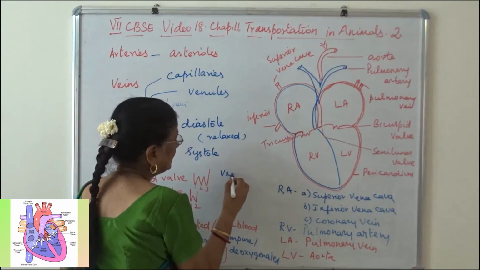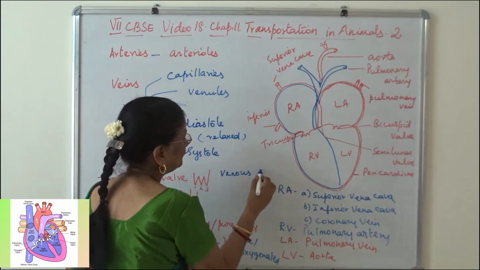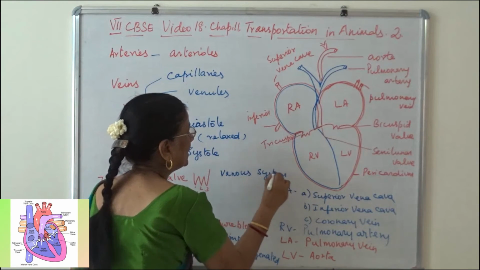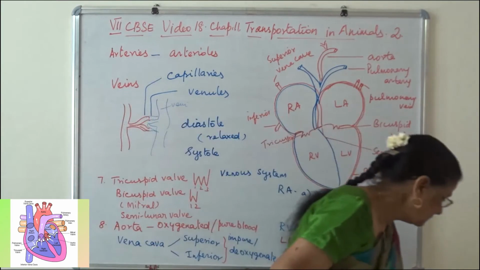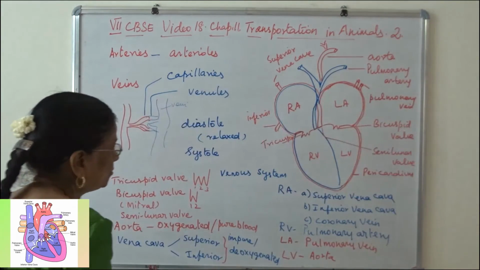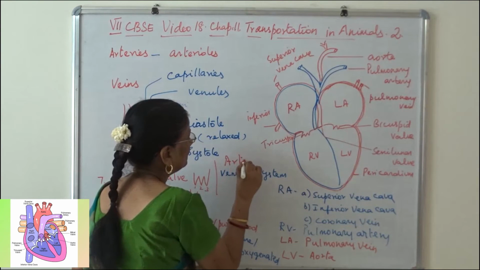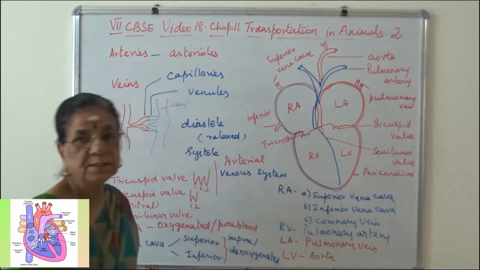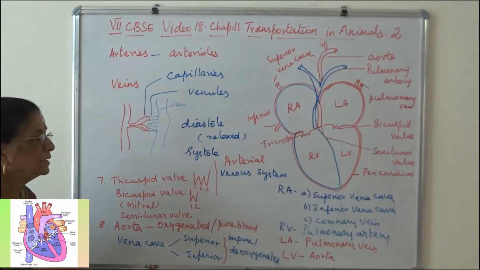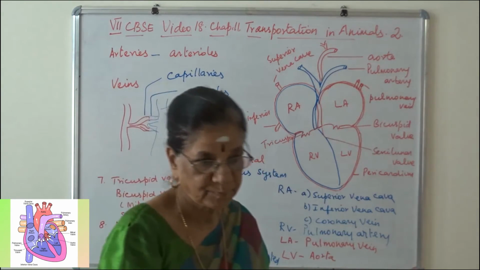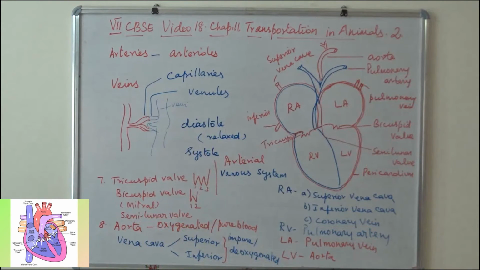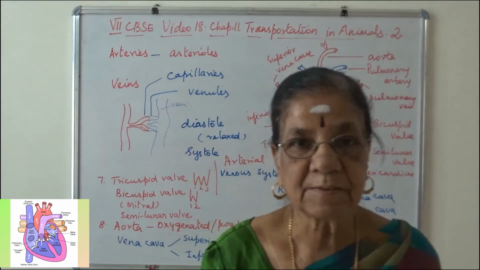And then the collection of impure blood from various parts of the body through different veins, that is the venous system, and when it is distributing to various parts of the body, that is the arterial system. Now these arteries, when entering different parts of the body, we name them accordingly.